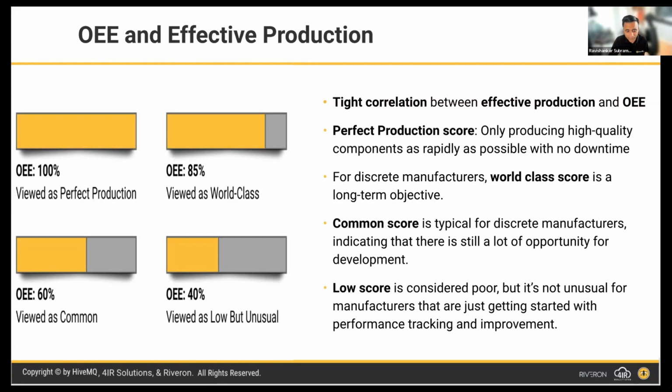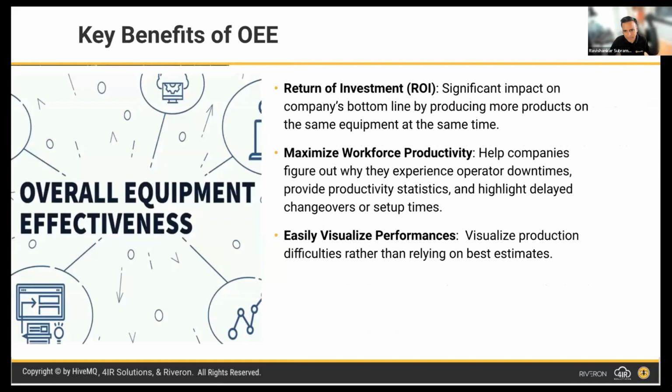And this is with OEMs that have started implementing some of the Industry 4.0. Really, the low score is considered poor, but it's not unusual for manufacturing because they've just started on this path of performance tracking and improvement. And very quickly, they can go from 40 to 60 to even 85, right? So again, some of the key benefits is ROI. So significant impact on customers' bottom line, ability to produce more products on the same equipment at the same time.